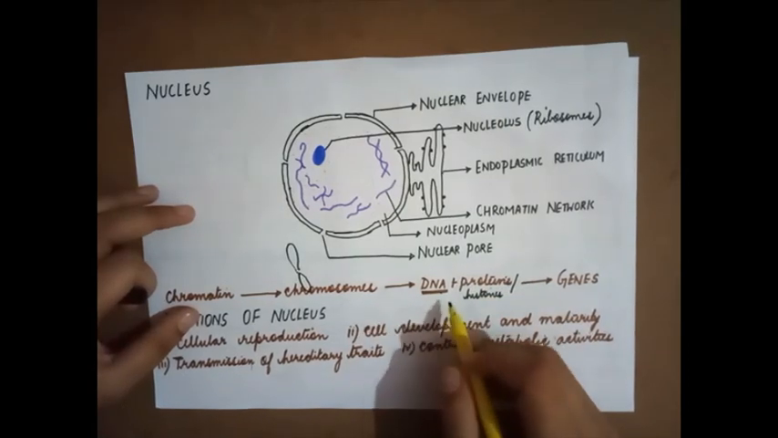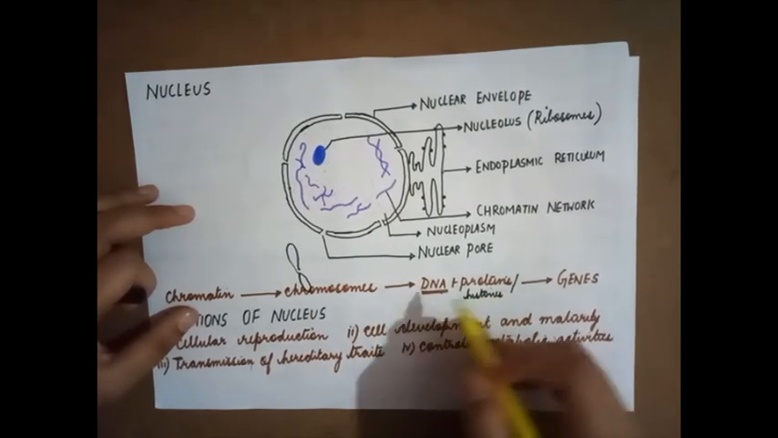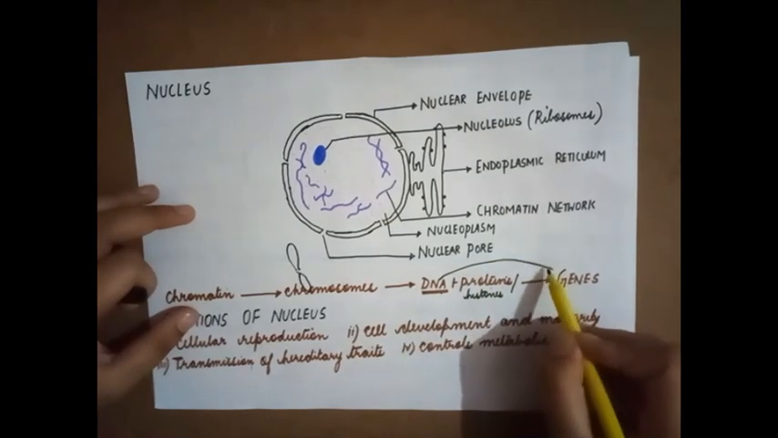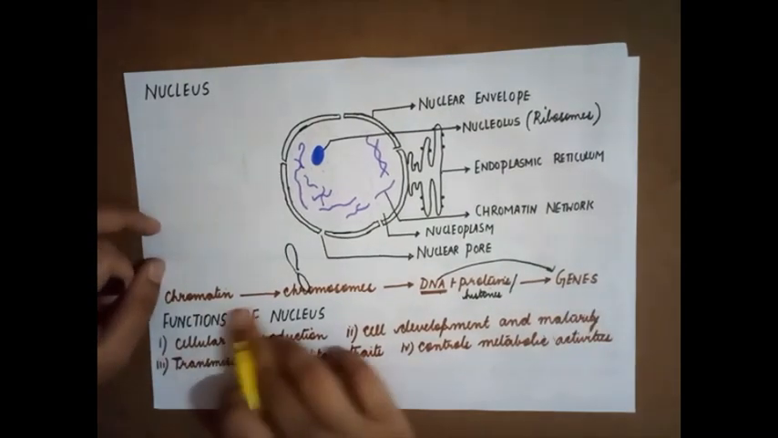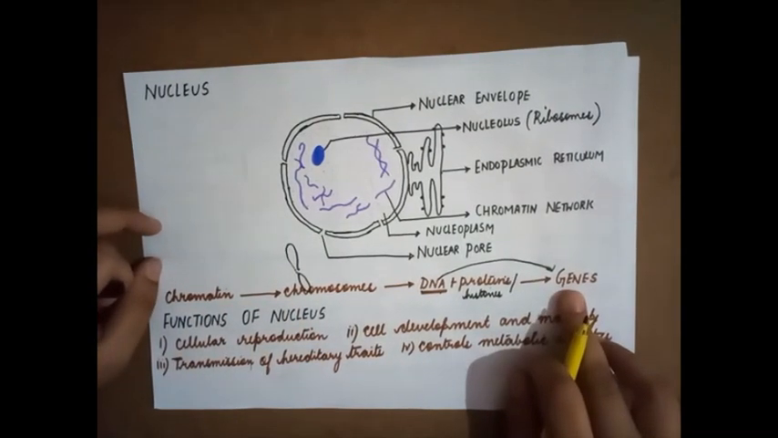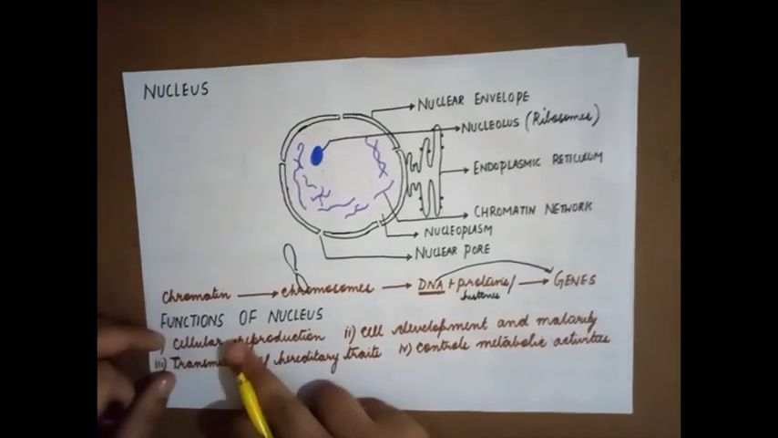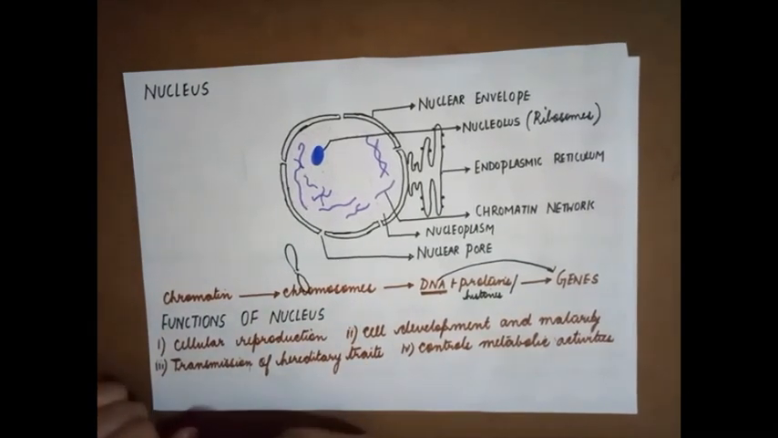So a chromosome in turn is made up of DNA and protein, and this DNA in turn is made up of genes. Genes are nothing but codes. They are the ones that regulate or control the characteristics of an individual. Hopefully this flowchart is clear to you. It is very important. Next, functions of the nucleus.